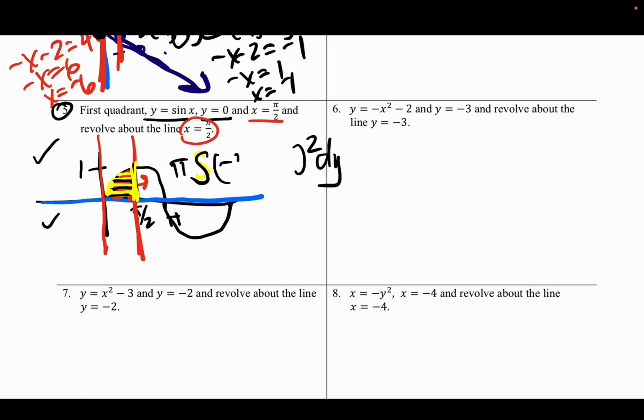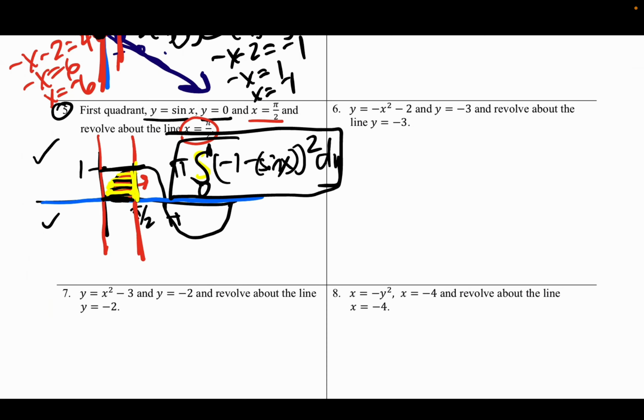So my line is -1, minus the curve, which is sine x. And I'm going to go from, make sure you do it with the y's. You're taking your y's from 0 to 1. Once you think through these, you'll get a lot better at them.